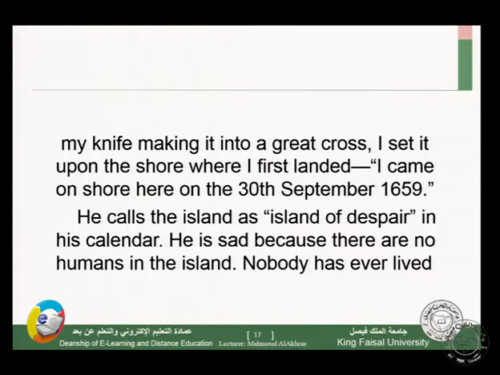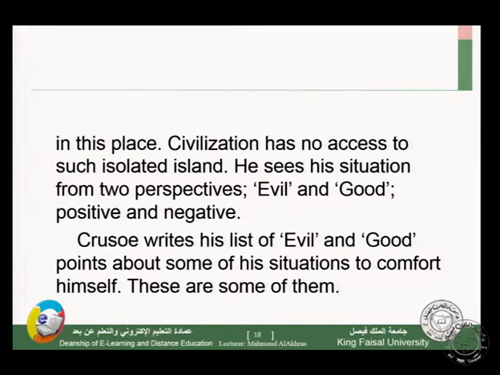I came on shore here on the 30th of September 1659. He calls the island the Island of Despair in his calendar. He is sad. Remember that at the beginning of his stay on the island, he is not happy. He is sad because there are no humans on the island. Nobody has ever lived in this place. He can't see any human being on this island, so he becomes very sad and unhappy. Civilization has no access to such an isolated island.